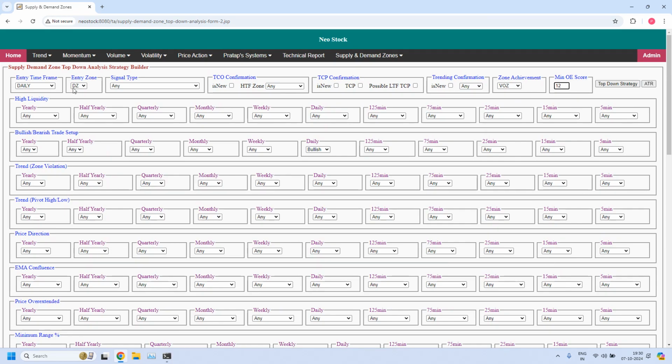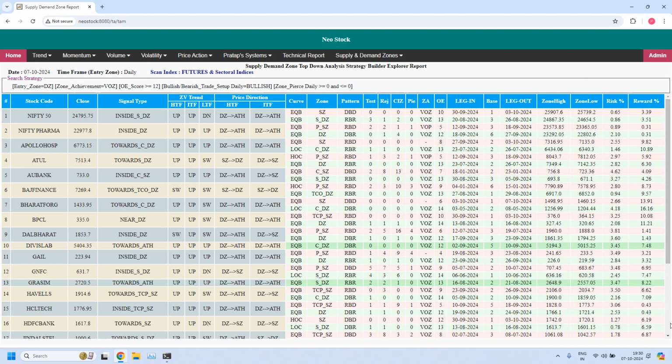All the three filters are applied to daily demand zone. So I am filtering the stocks. So this is the filtered list. Nifty 50 is also supporting bullish trade setup for monthly income trade. Okay, I am scrolling the list down.